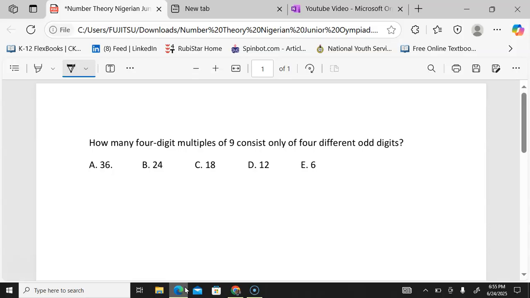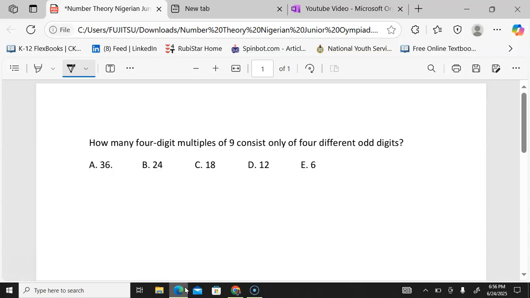Today we're looking at a number theory question from Nigerian Junior Mathematics Olympiad 2023. This question is drawn from the number theory section. We want to tackle this question, and I'm going to explain how we'll get the solution to this problem. The problem says: how many 4-digit multiples of 9 consist only of 4 different odd digits?